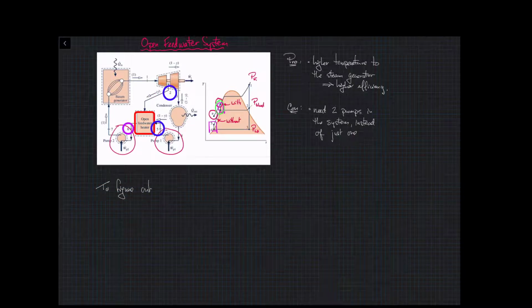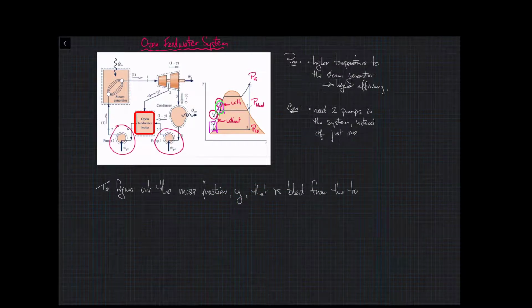So to figure out that mass fraction, the mass fraction y, that's bled out of the turbine, we're going to do specifically a mass and energy balance on a control volume of that heat exchanger, the open feed water heater.